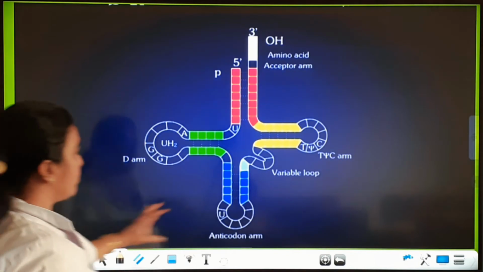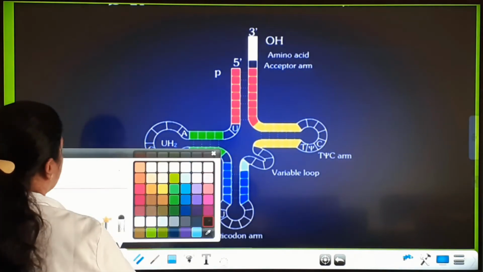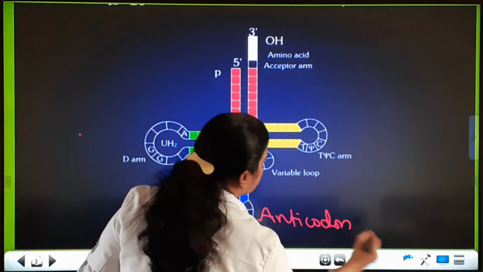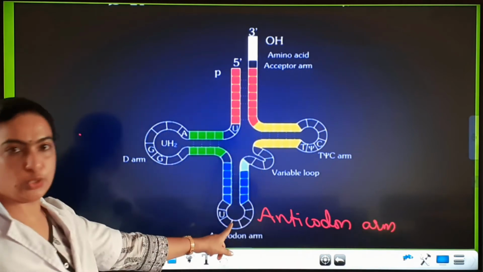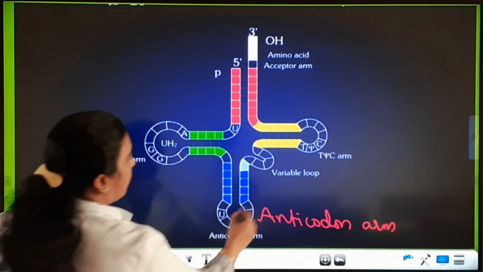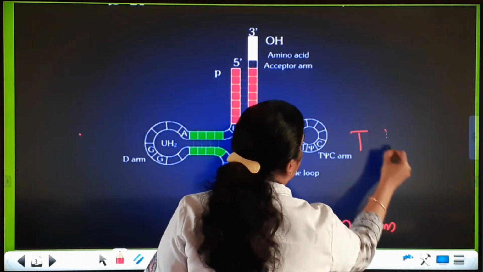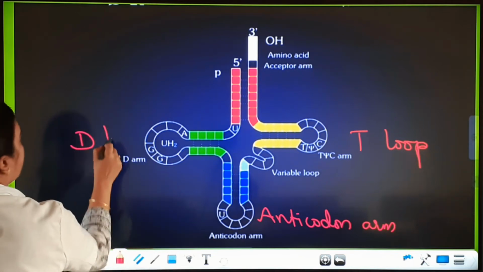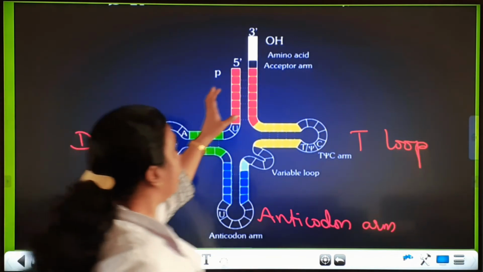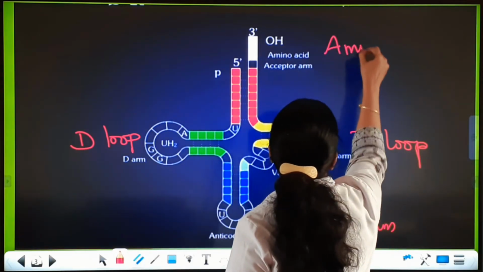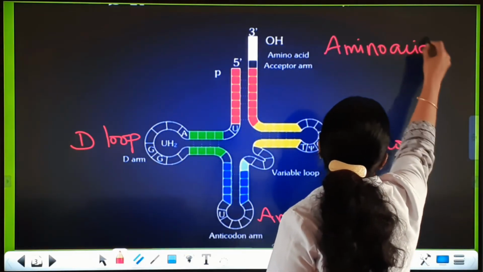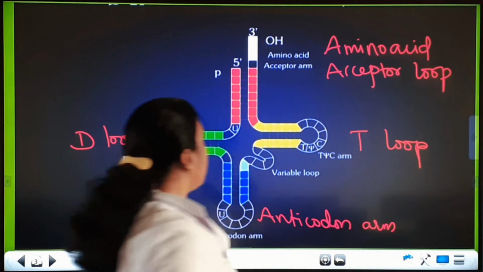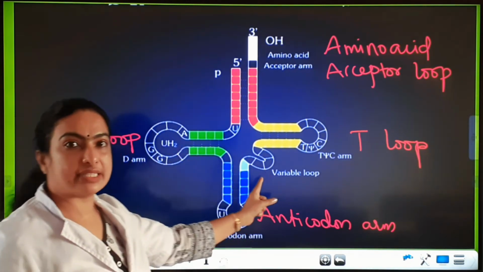Okay. So here also we can see the anticodon arm, or anticodon loop. Okay, and the second loop is the T loop, and here this side is the D loop, and here this is the amino acid acceptor loop, or arm. So these are the arms, and one more arm is there, that is the fifth one.